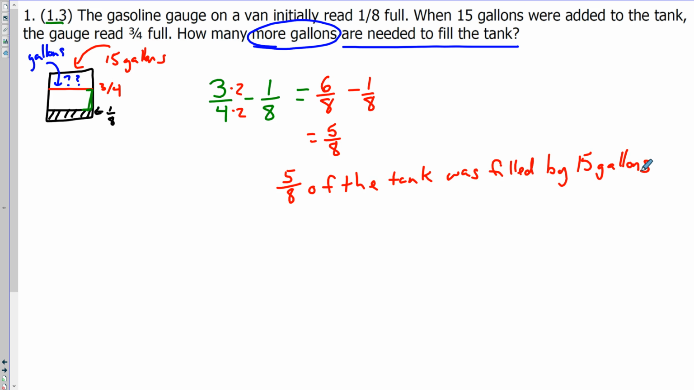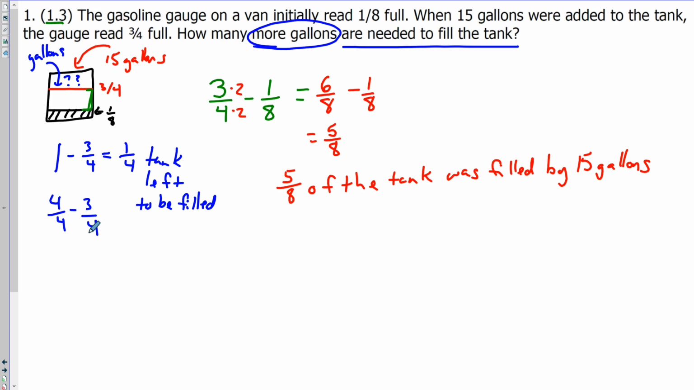Now I want to go ahead and figure out what's left for me to still fill the tank with. So we have it currently at 3/4. I want to fill it up all the way. So one full tank minus 3/4 means that there's 1/4 of the tank left to be filled. If you weren't sure where I got 1/4 from, in my head I was just thinking that 1 is the same thing as 4/4. To get our common denominator of fourths, 4 minus 3 leaves us at 1/4.